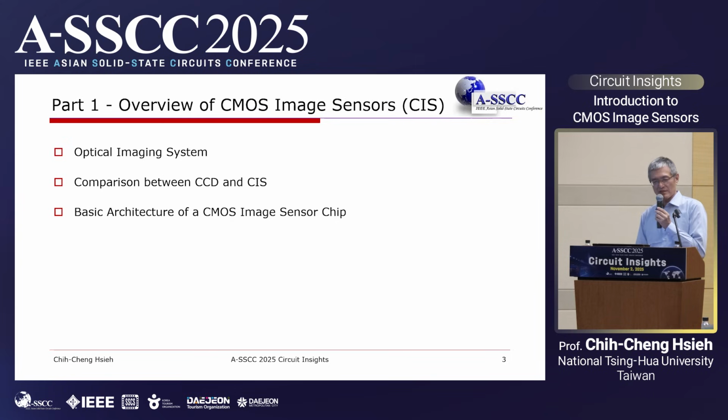I will start with the optical image system, and then we will do a simple comparison between CCD, which means the charge coupled device, and the modern CMOS image sensor technologies. And then I will introduce the basic architecture of CIS chips.